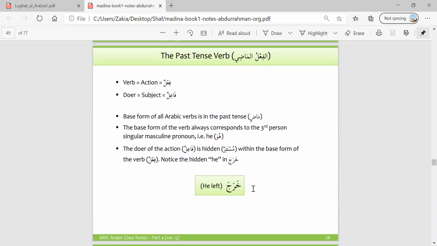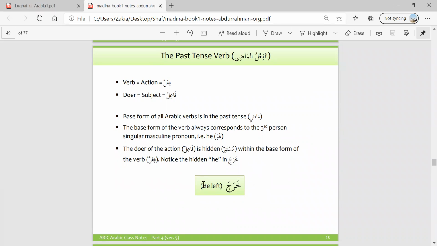The base for the Arabic verbs in the past tense is fa'ala, and we'll come to that, the base form which all other verbs come from. We always put it in the third person, corresponding to huwa. For example, when we looked at the pronouns, we looked at those that are detached.